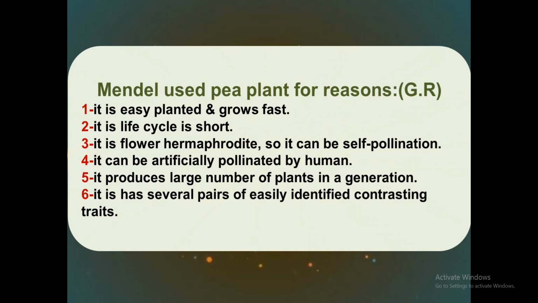Mendel is a scientist who used the pea plant for several reasons. Why? Number 1, the pea plant is easily planted and grows fast. Number 2, its life cycle is short, so it grows fast. Number 3, its flower is hermaphrodite, so it can self-pollinate. Hermaphrodite means it's male and female at the same time. Number 4, it can be artificially pollinated by humans. Number 5, it can produce a large number of plants in a generation. Number 6, it has several pairs of easily identified contrasting traits.